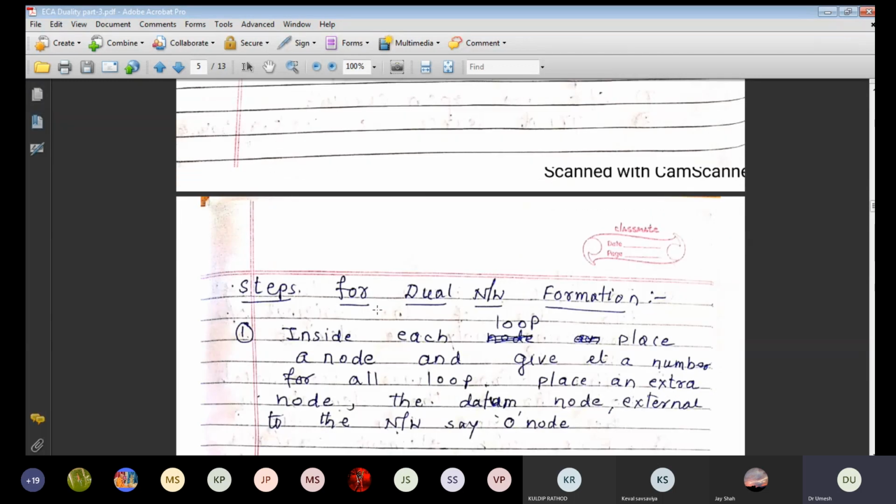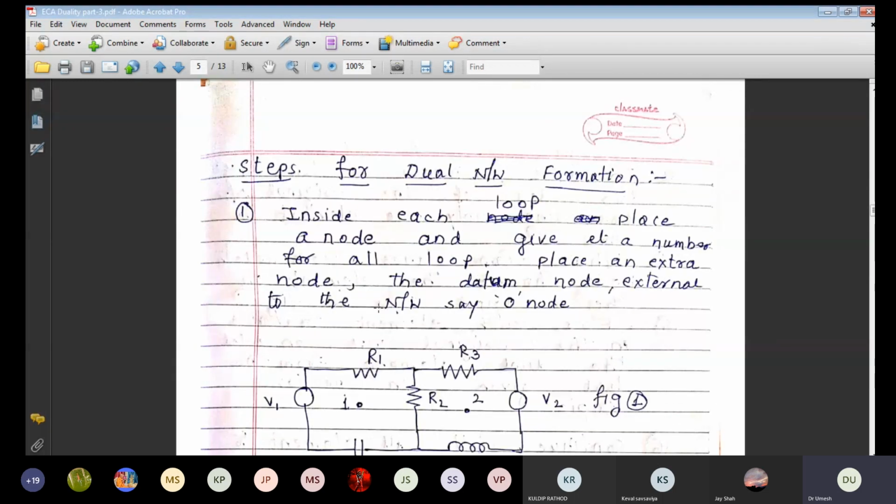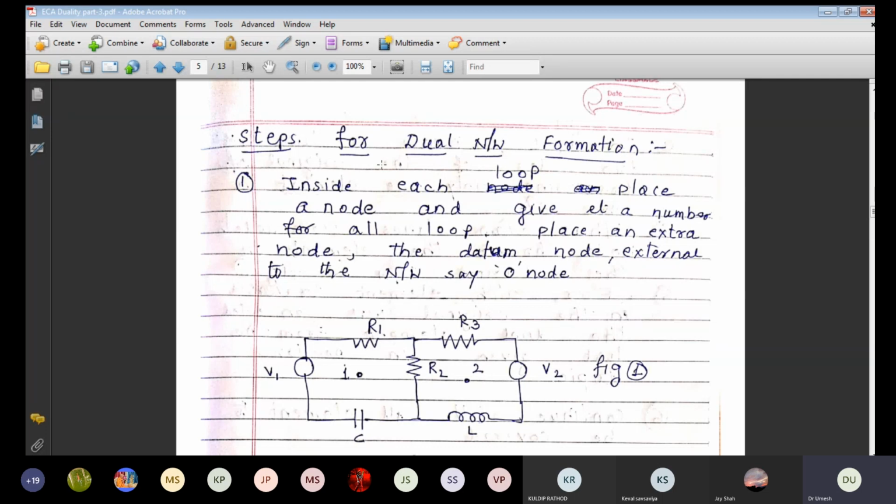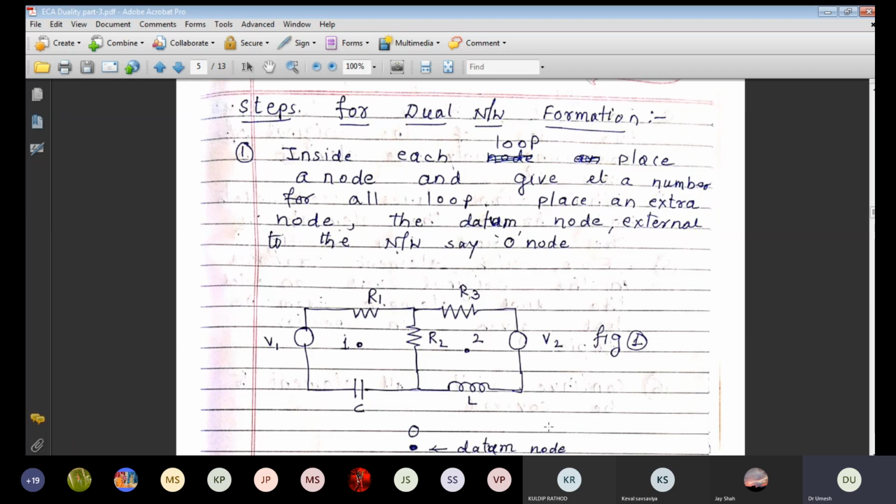It is a very simple method, so I will show it one by one. You have to note down the steps also; these steps are given in any network book you just refer to. For the dual network, suppose we have a circuit like this, and we want to find out the dual network of this circuit.